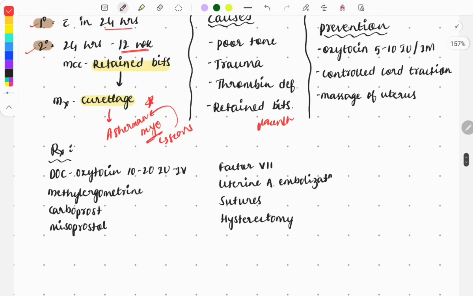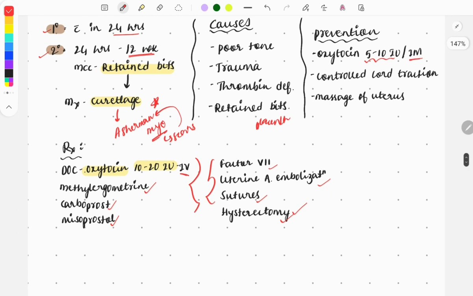Then the treatment. For treatment we will be using oxytocin, which is the drug of choice for this condition, in 10 to 20 international units, given IV. So for prevention and treatment, the dose of oxytocin is different, and even the route of administration. Then methylergometrine, carboprost, misoprostol, factor 4, then uterine artery embolization, then sutures, and the last treatment left is hysterectomy. If the bleeding is not controlled even after doing all these things, then we will be doing hysterectomy. So it is the last treatment modality.